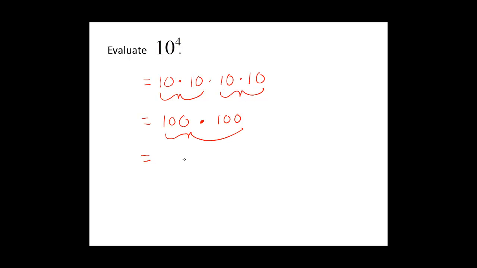10 to the 4th. 10 to the 4th means we will multiply 10 4 times. 10 times 10 times 10 times 10. 10 times 10 is equal to 100. 10 times 10 is equal to 100. And 100 times 100 is equal to 10,000.